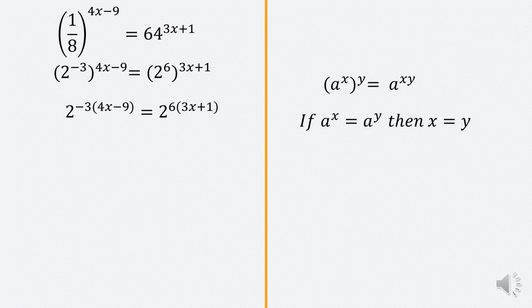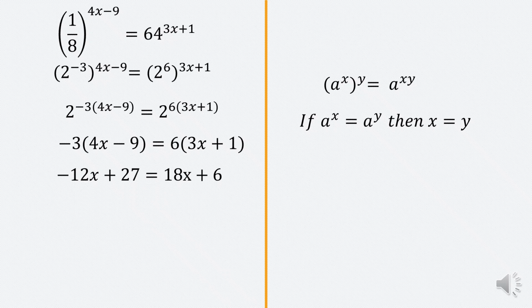So we know if the bases are the same, we can equate the exponents. If a^x equals a^y, then x is equal to y. So we have −3(4x − 9) is equal to 6(3x + 1). So expand the brackets. You have −12x + 27 is equal to 18x + 6.